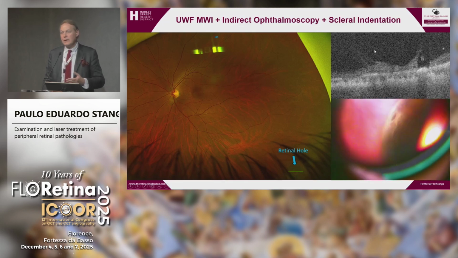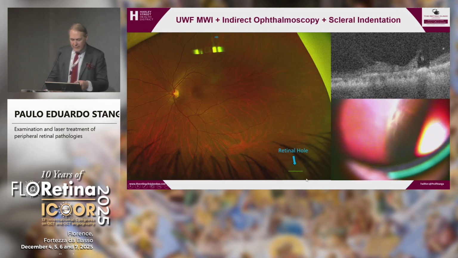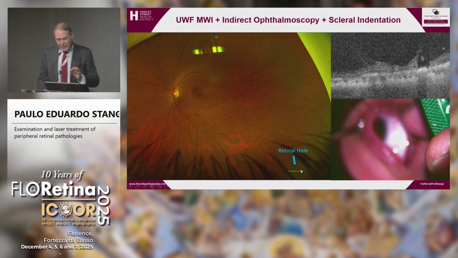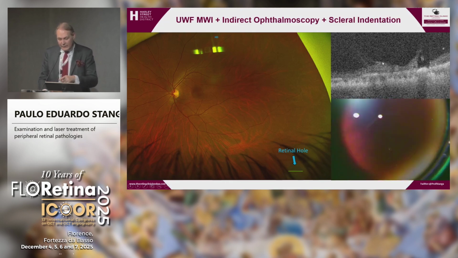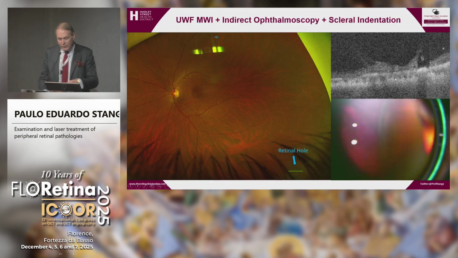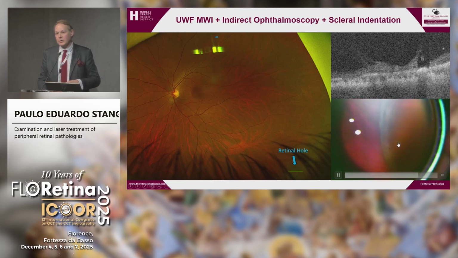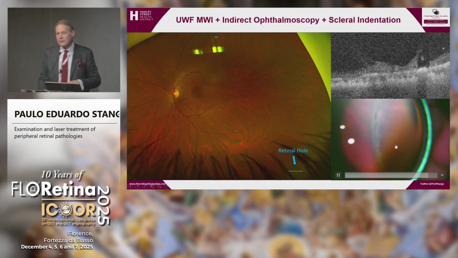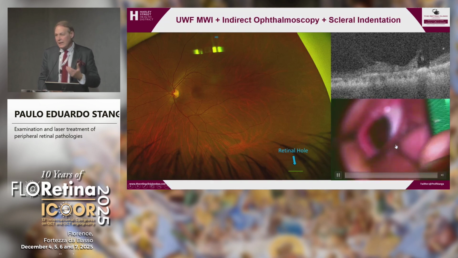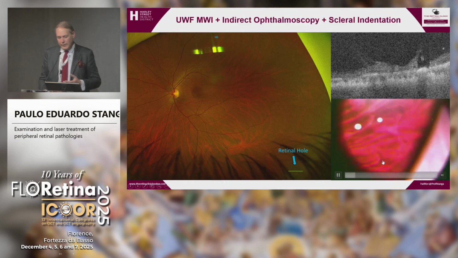still do indirect ophthalmoscopy. And here you can see a retinal hole in the very periphery, and you can see cross-sectional OCT of that retinal hole, and this is how you see that same retinal hole with indirect ophthalmoscopy. You can see the difference. So you still need indirect ophthalmoscopy.